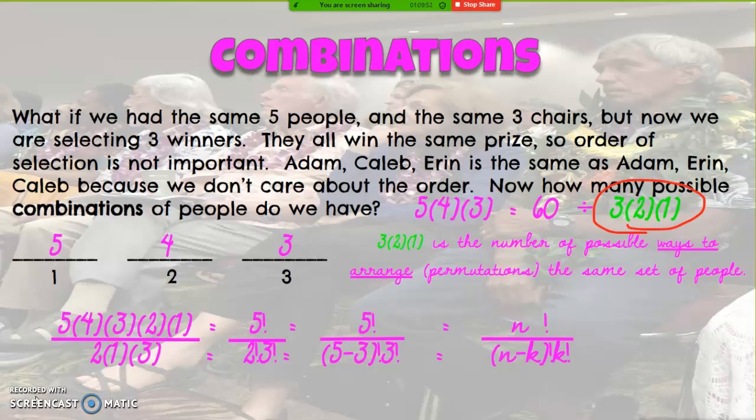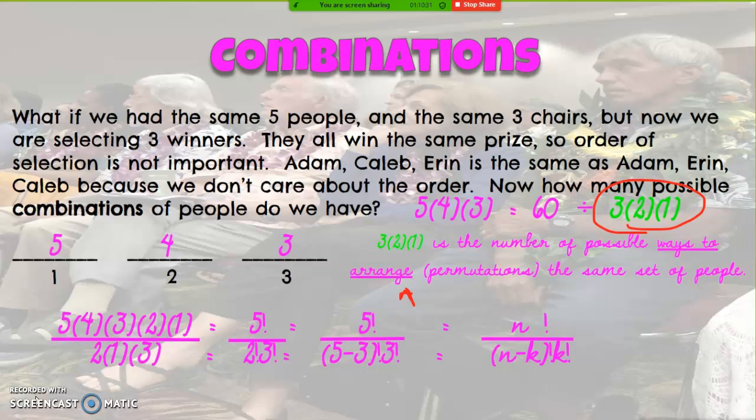Okay, so the number of possible ways to arrange them is the number of duplications. Adam, Caleb, and Aaron can be arranged. Adam, Aaron, and Caleb can be arranged. Caleb, Aaron, and Adam can be arranged. Caleb, Adam, and Aaron. There are 6 different ways to combine those same 3 people. So that's why we are dividing by this number, 3 factorial, which is 6, because there are 6 different ways to arrange these people.